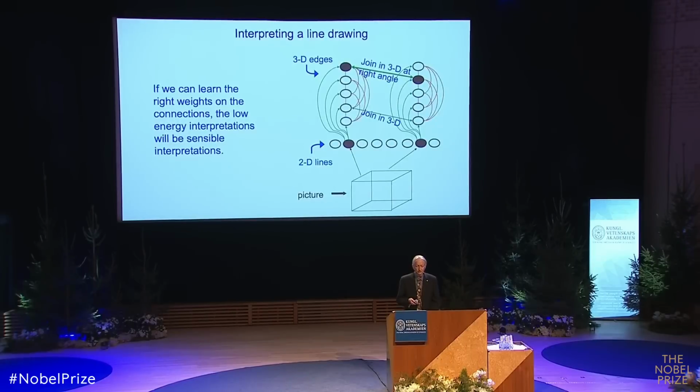So for this line drawing, if we could learn the right weights between the 2D line neurons and the 3D edge neurons, and learn the right weights between the 3D edge neurons, then hopefully the low energy states of the network would correspond to good interpretations, namely seeing 3D rectangular objects.